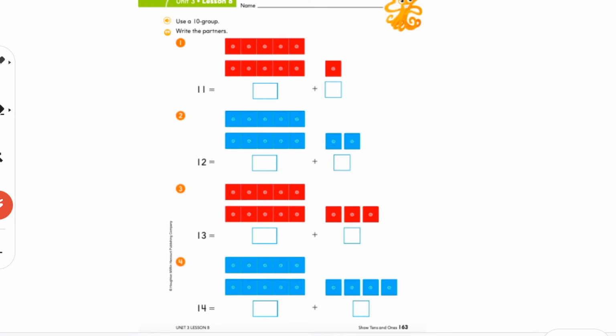All right, so here we're going to look at our numbers. It says use a 10 group and write the partners. Whoa, we've been talking about a 10 group. And we've been talking about partners. So cool that now we're putting those two things together. So first, we're going to look at the number 11. Let's look at the first partner. How many are in this first partner? There's 10, but how do we know that there's 10?